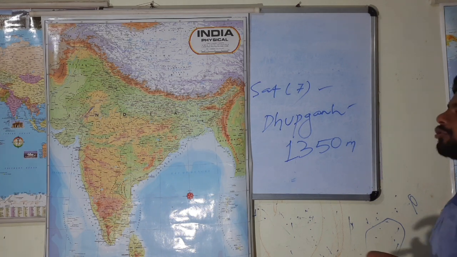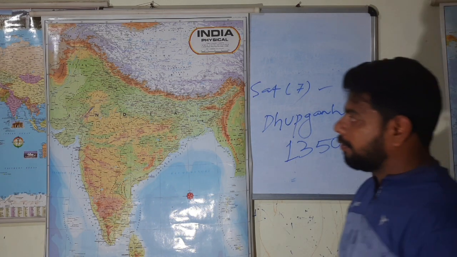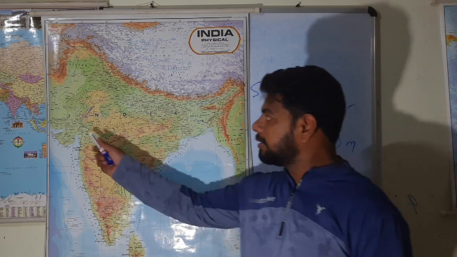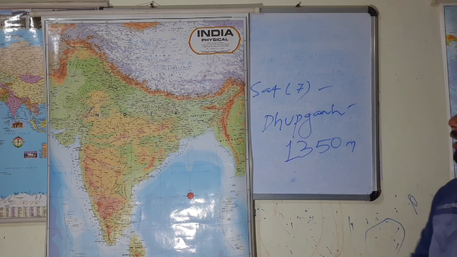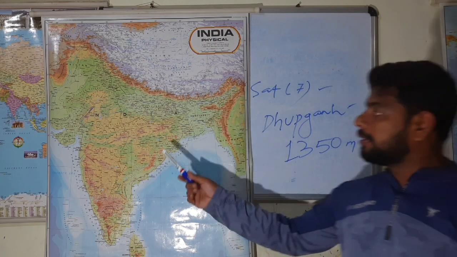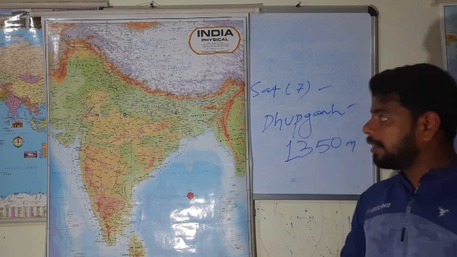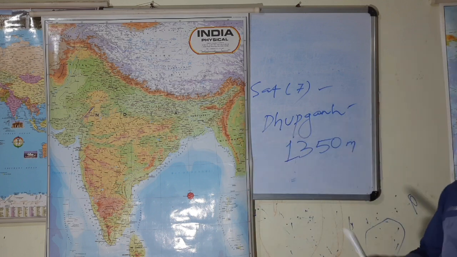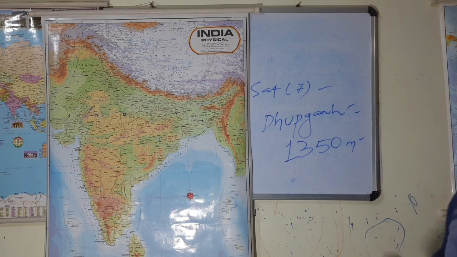So far we have finished the Vindhyan range, then the Satpura range. Note it: the highest peak of Aravalli, Guru Shikhar, we know. The highest peak of the Vindhyan range is Sadbhavana, and the highest peak of the Satpura range is Dhupgarh, altitude 1350 meters. Another peak is also located in the Satpura range, that is Amarkantak. So note it, then we will move ahead.